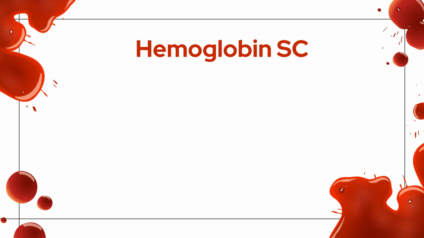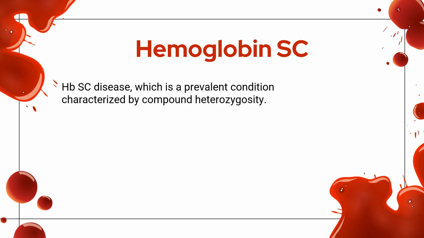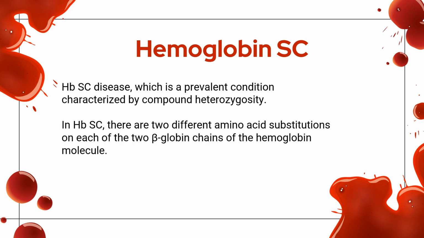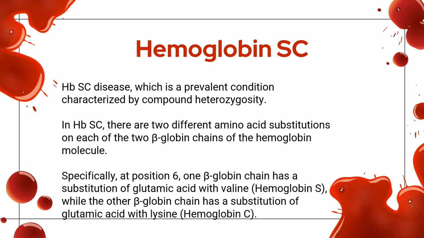Let's now focus on hemoglobin SC disease, which is a prevalent condition characterized by compound heterozygosity. In hemoglobin SC, there are two different amino acid substitutions on each of the two beta-globin chains of the hemoglobin molecule. Specifically, at position 6, one beta-globin chain has a substitution of glutamic acid with valine, hemoglobin S, while the other beta-globin chain has a substitution of glutamic acid with lysine, hemoglobin C.